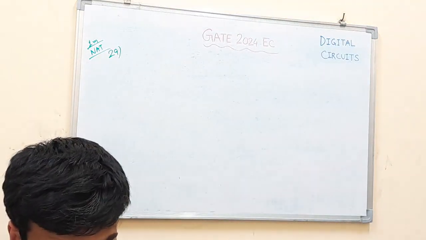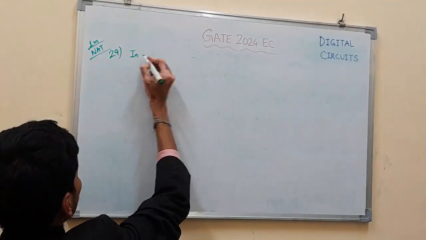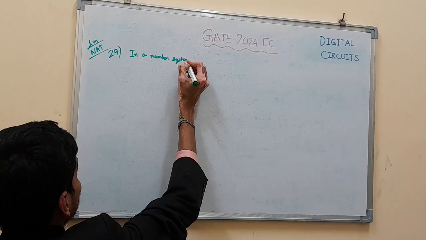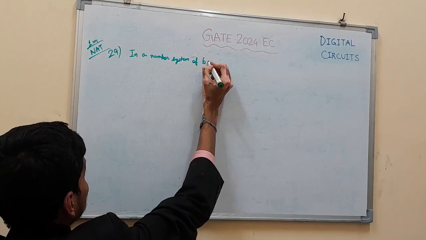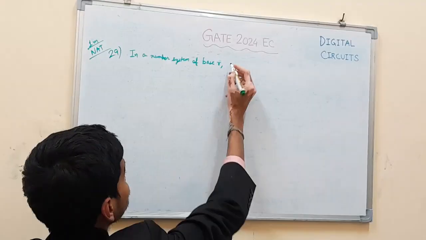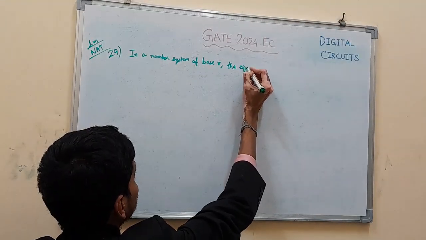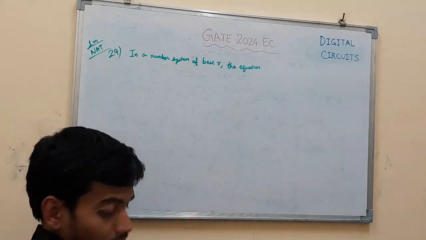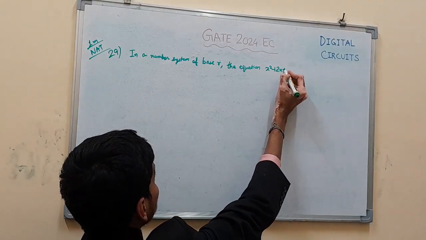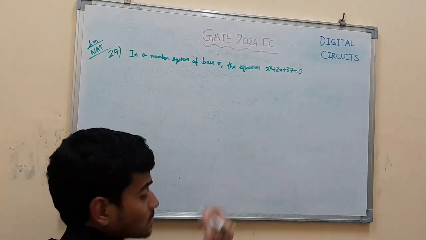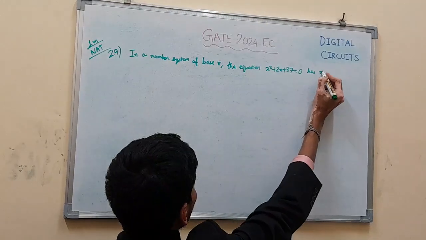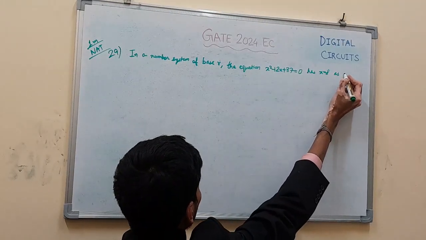It is given in the question that in a number system of base R, the equation x square minus 12x plus 37 equal to 0 has x equal to 8 as one of its solutions.